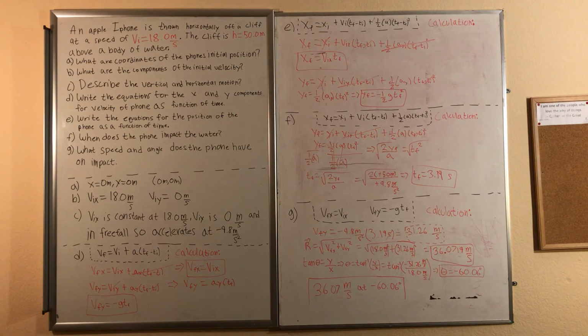There were quite a lot of parts to this, but after solving for a to d, we used those to find our x and y components to figure out the phone hits the water at 36.07 meters per second at negative 60.06 degrees. I hope these intro problems are as helpful for you as they are for me.